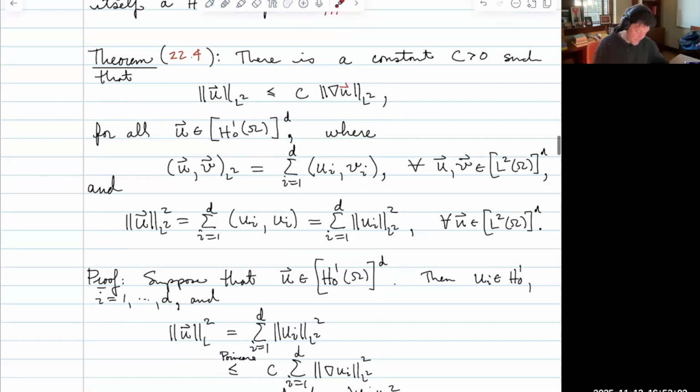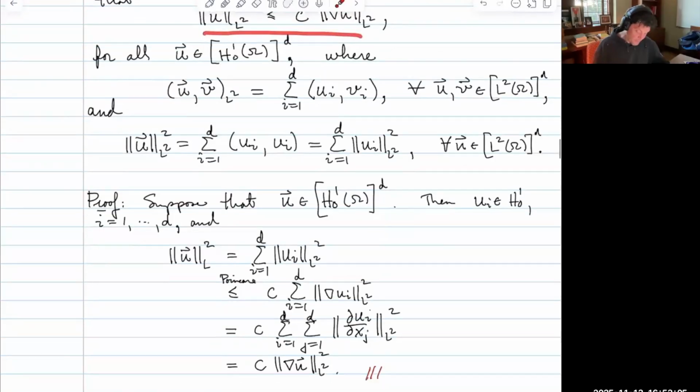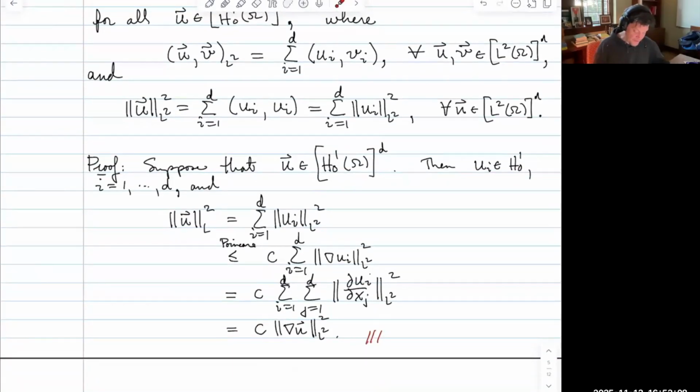Okay, so let's prove this. Suppose that u is an H01 function, and what I mean in particular is that each component of u has to be from this nice space. So that's what I've just said there: u_i is in H01 for i equals 1 to d. So we're going to break this up into a couple of steps. Let's square that L2 norm.